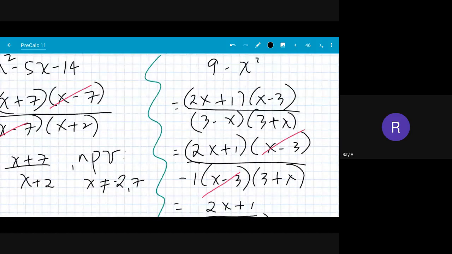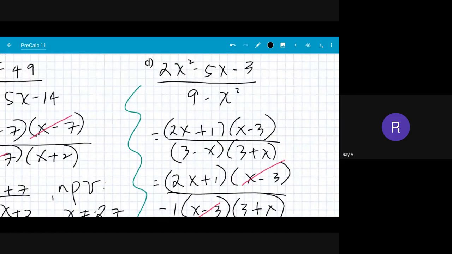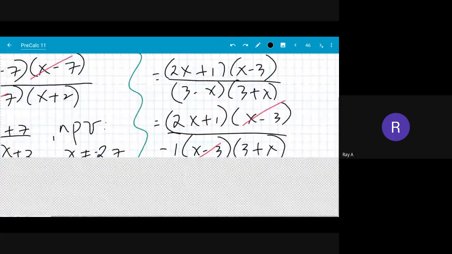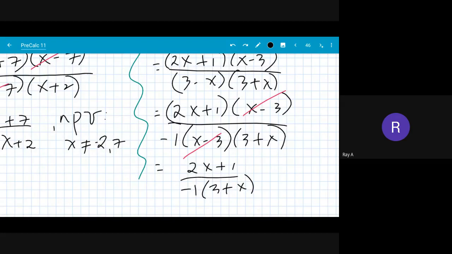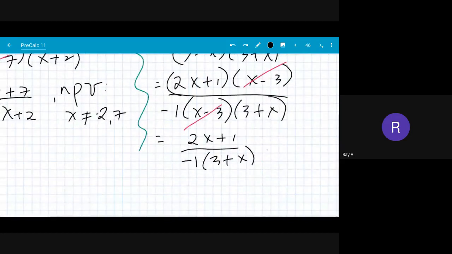I'm not sure if I agree with the answer. Maybe it's wrong. I'm just checking. 2x plus 1 times x minus 3, that's 2x squared minus 5x minus 3, right? Then 3 minus x, 3 plus x. So it seems that the answer key is wrong. Maybe they just forgot to put that. Anyway, the non-permissible value would be x cannot be equal to plus or minus 3.